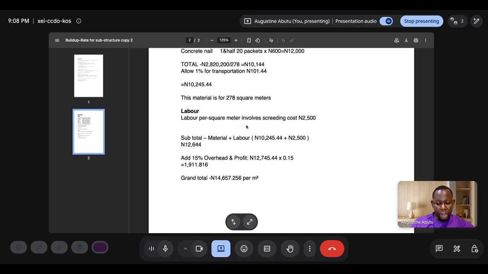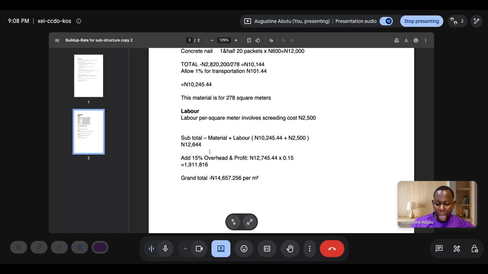Labor per square meter involves screeding of it, because once you lay the gypsum board you have to screed it as well. Okay, so per square meter is 2,500, which includes screeding of the gypsum board. So we are going to add material plus our labor, which is for 1 square meter, 10,245.44 plus 2,500 for 1 square meter.